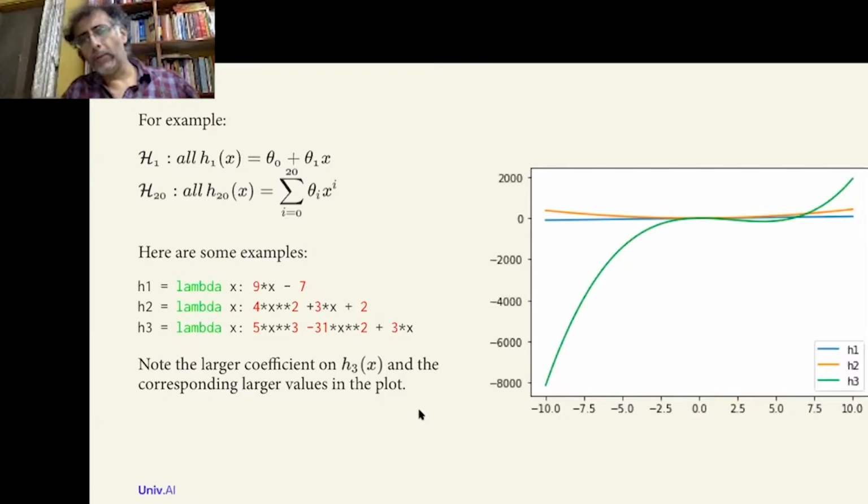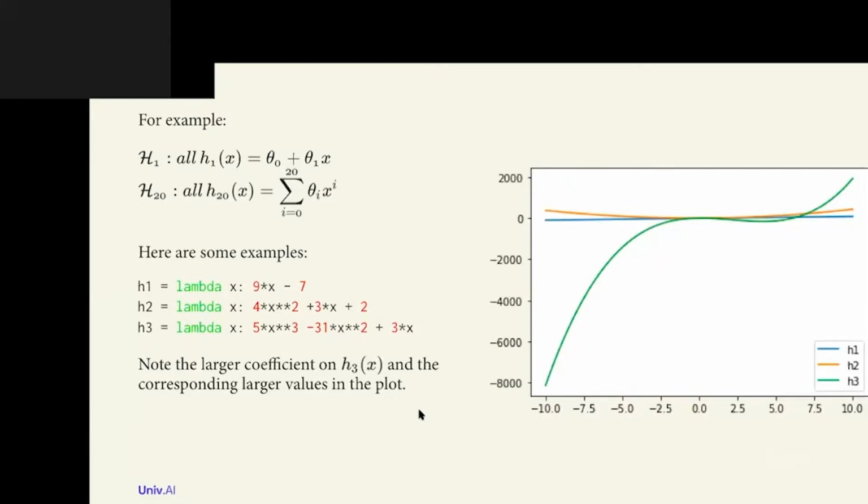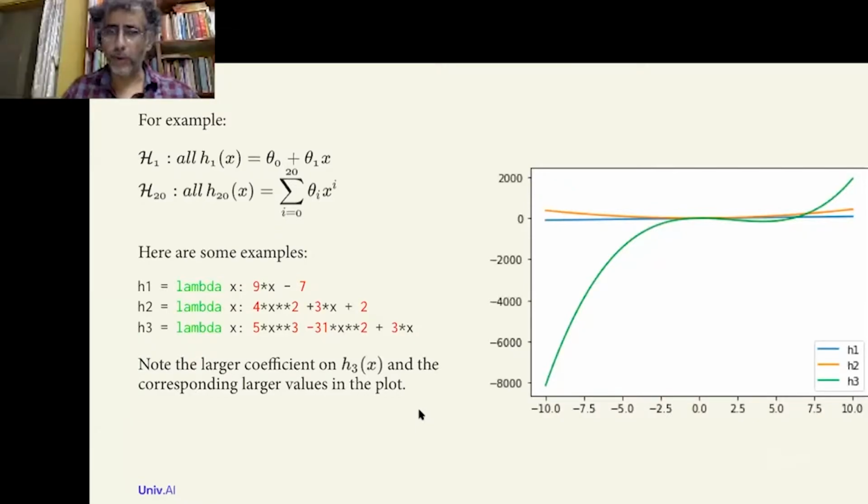The point I'm trying to make over here is that if you have large negative terms, or large negative coefficients in polynomials, you can get extremely large values both on the positive side and on the negative side. So just keep that in mind. That'll be important as we go forward.